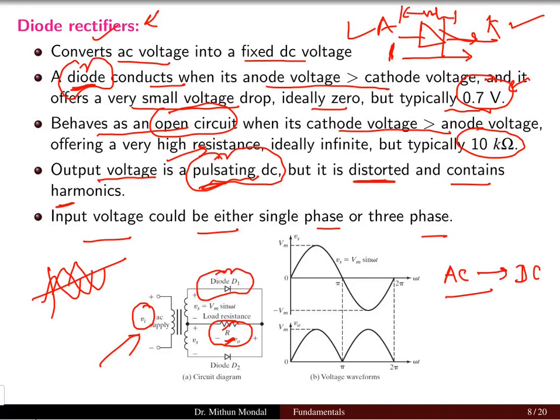Here you can see that a single phase AC supply is given, and this AC supply is converted to DC supply, where both the positive half and the negative half are converted to pulsating DC. Now if you require a fixed DC, you will have some filters connected in the circuit.